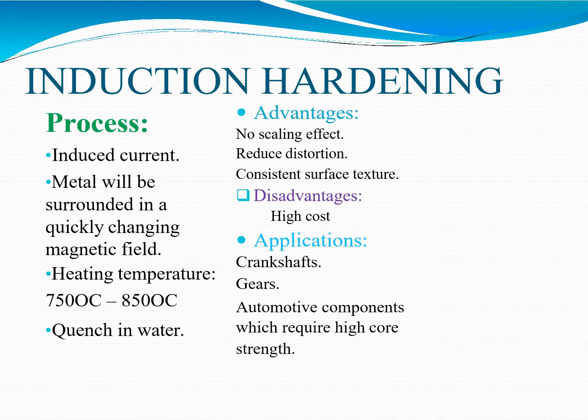The induction hardening process is simple. In induction hardening, when induced current is introduced, the metal is surrounded by a quickly changing magnetic field. The heating temperature will be around 750 to 850 degrees Celsius, and it is quenched in water. Once the process has been done, it is finally quenched in water.